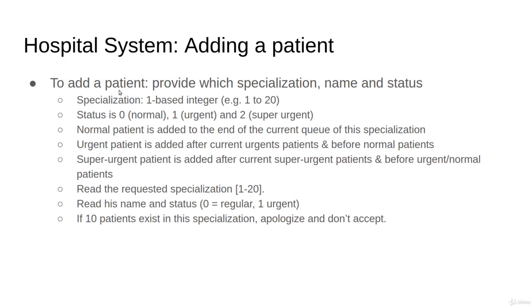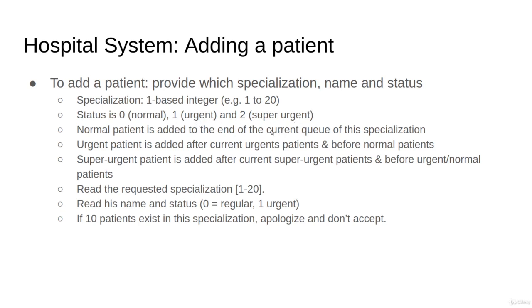To add a patient, you need to provide three things. What is the specialization that you need? What is the name of the patient? And a status. The specialization is a one-based integer from 1 to 20. If you make your program more generic, then your program starts with n specializations from 1 to n. The name is the name, and the status is one of three things, zero-based: 0 for normal, 1 for urgent, 2 for super urgent.